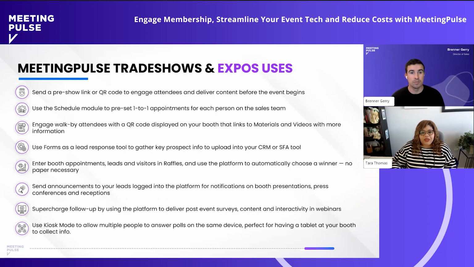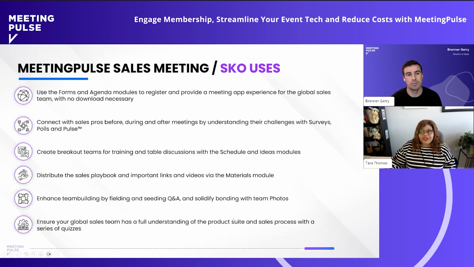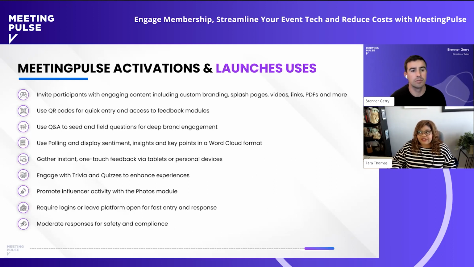But you can use the MeetingPulse platform for more than just a conference app. You can use it for trade shows and expos, giving each sponsor or exhibitor their own meeting, and they could use a lead form with the QR code. They can use raffles and any other type of item that is really going to help them draw leads from that event. You can also use it for sales kickoff, your own sales meetings, so that you can do more team building, you can do more quizzing, training, all of the things that are important to sales teams.